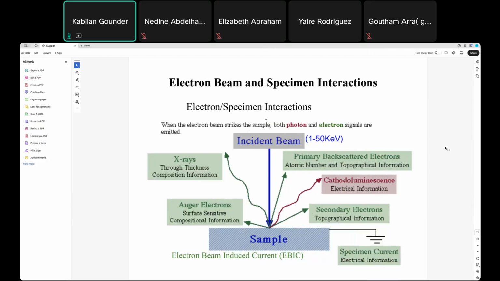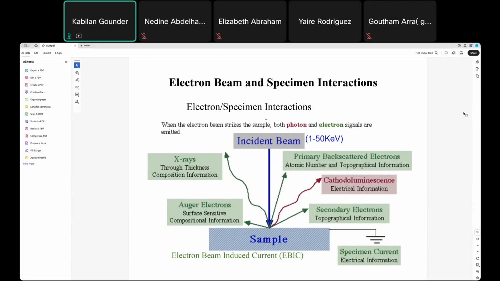Another feature of this microscope when compared to a light microscope: here the light source is electrons. Electron is the light source for the scanning electron microscope, whereas in a light microscope, that's a bright field light source.